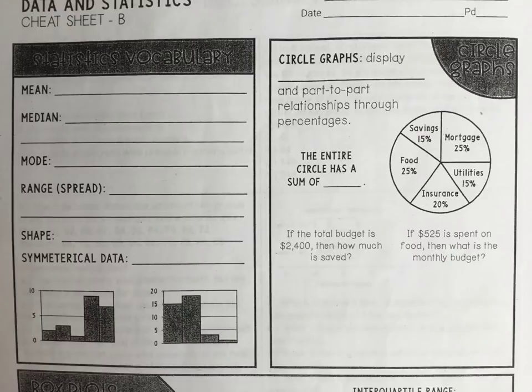Our last review topic before EOGs is statistics. So since we just did this, we should just need a quick review. Remember, mean is also known as the average. We find it by adding up the numbers and then dividing by how many numbers we have.